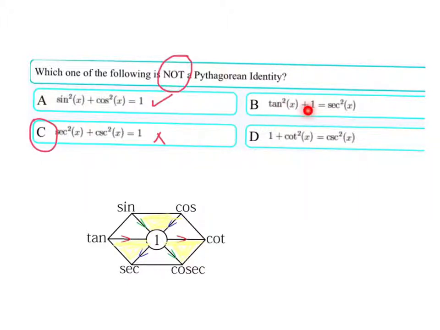Tangent squared plus 1 equals secant squared. Looks very good. You got your squares on there, all three corners of that shaded triangle. And then last, 1 plus cotangent squared equals cosecant squared. And there 1 squared is 1. There's your b squared. There's your c squared. It is a legit shaded triangle, so yes, it is Pythagorean. So the one that is not is C.